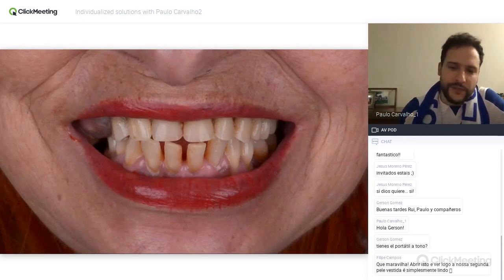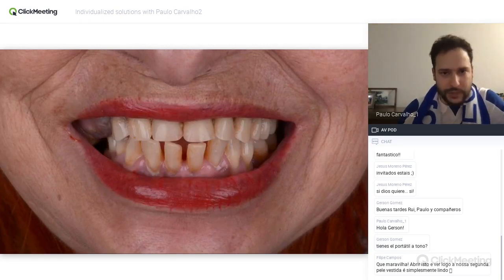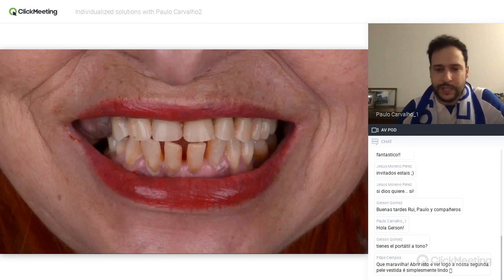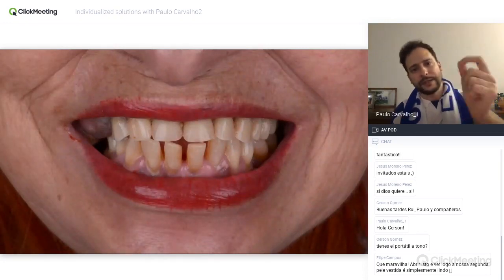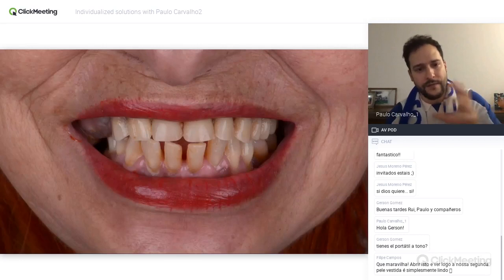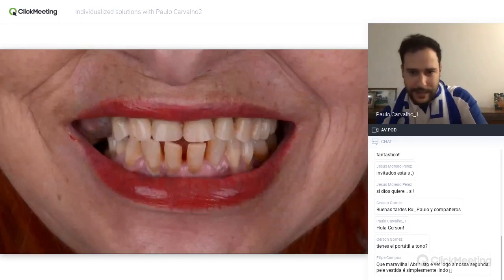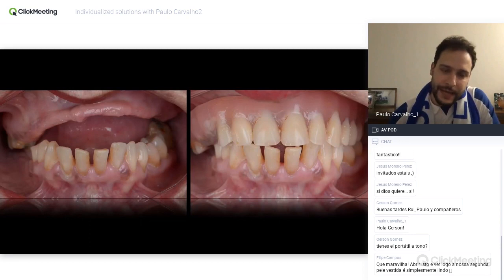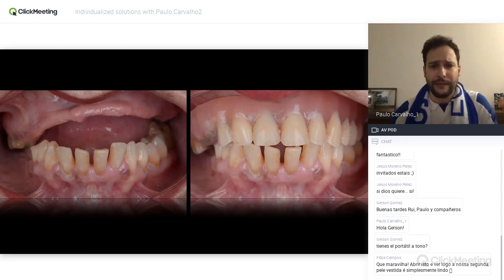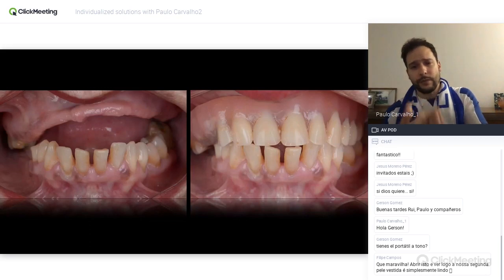So the patient wanted a fixed rehabilitation, didn't want any type of removable rehabilitation. He wanted fixed. There is no bone, and at the same time there is this problem because the pneumatized sinus floor is invading the smile line of the patient. So I talked to Rui and I said, look, I have a very specific patient here. The patient's anatomy is demanding from me a very specific individualized device.